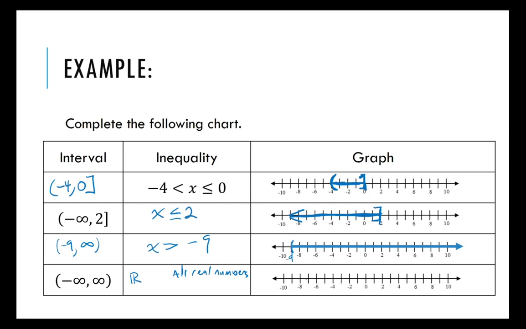And then the graph of this is just the whole line. So my line just goes forever in both directions, and so I'm going to use arrows to indicate that it just keeps on going and covers all of the real line.